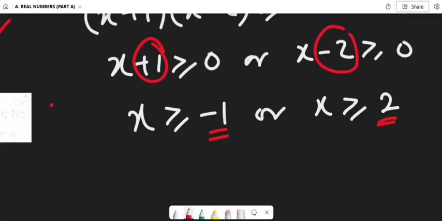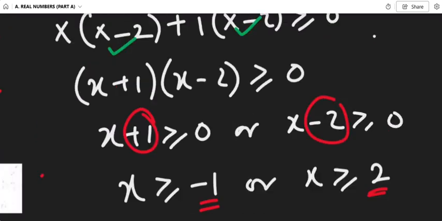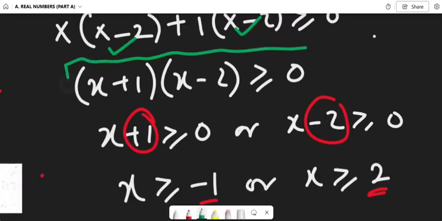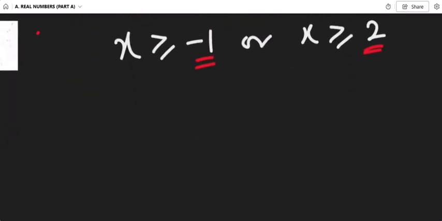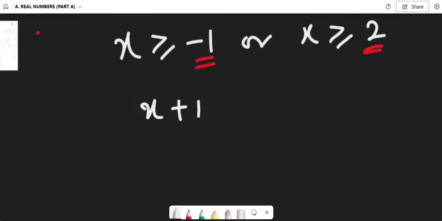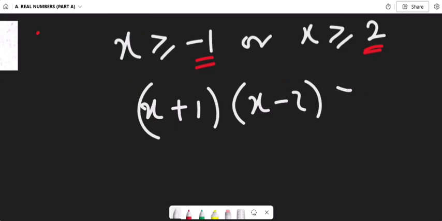Now, before we assume this is the final answer, we need to confirm whether it is correct. And how can we know whether it's correct or not? The way you can know is to consider the factors given to you. From the factors given to us, we have x plus 1 in brackets, x minus 2 in brackets, greater than or equal to 0.